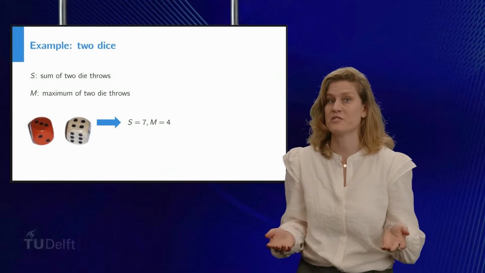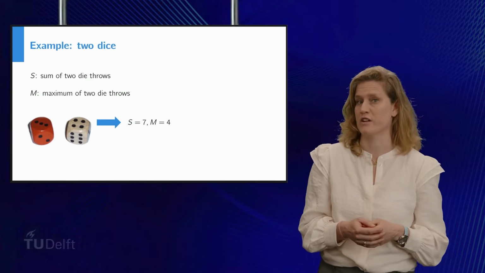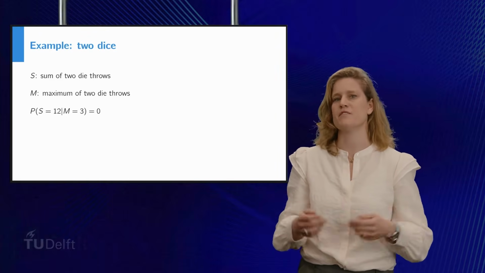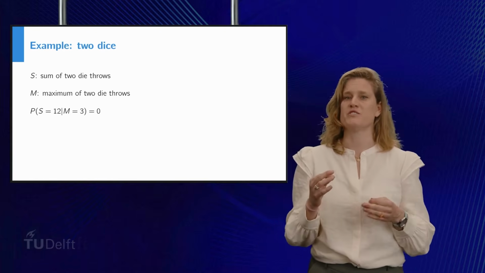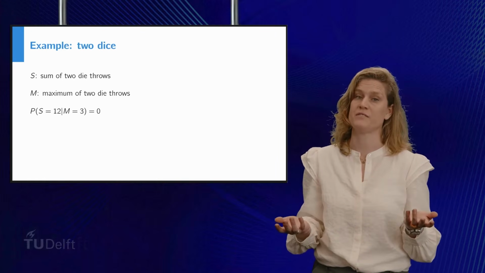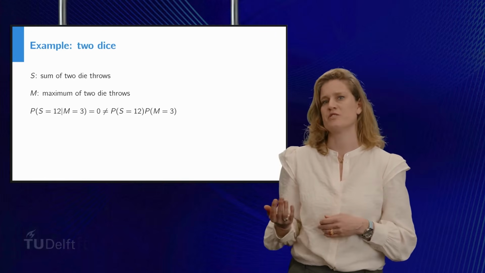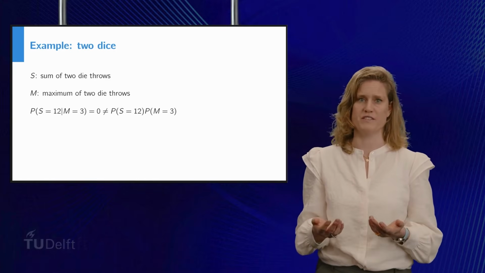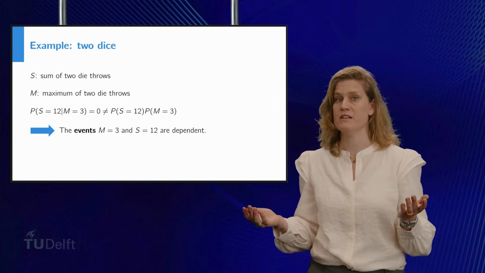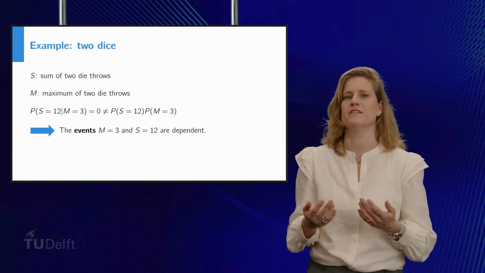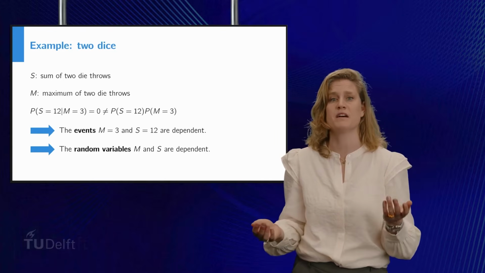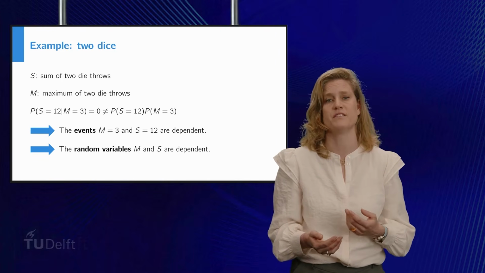Well, probably not, because if you know that the maximum equals 3, for instance, the probability that the sum equals 12 is just 0. Since if the maximum is 3, the two dice can both be at most 3, and the sum then obviously cannot be 12, right? And this 0 is clearly not equal to the product of the two probabilities, which are both non-zero. So the events maximum is 3 and sum is 12 are dependent. Therefore, it seems reasonable to say that the random variables sum and maximum of the two dice are also dependent.